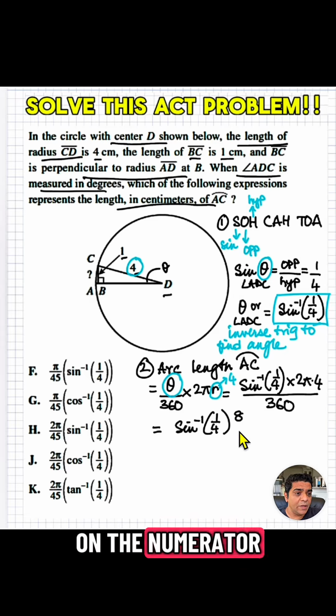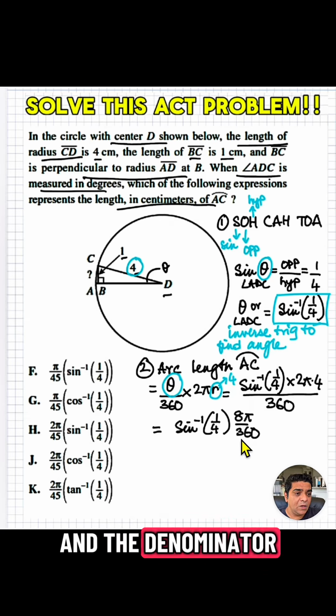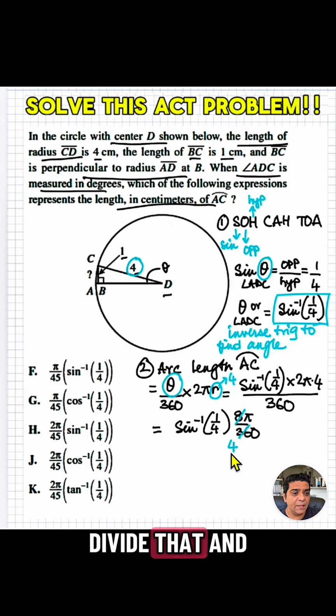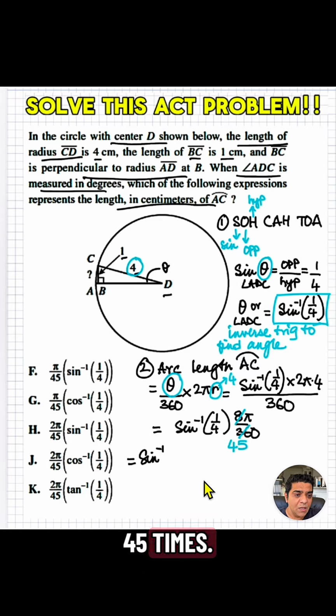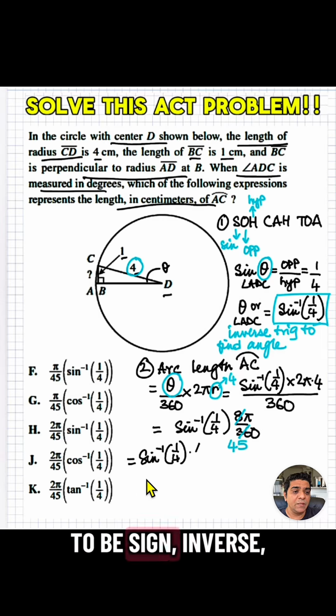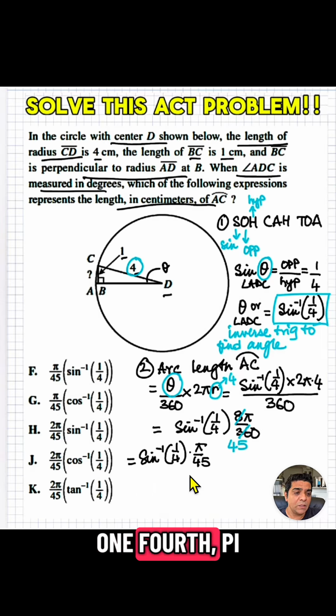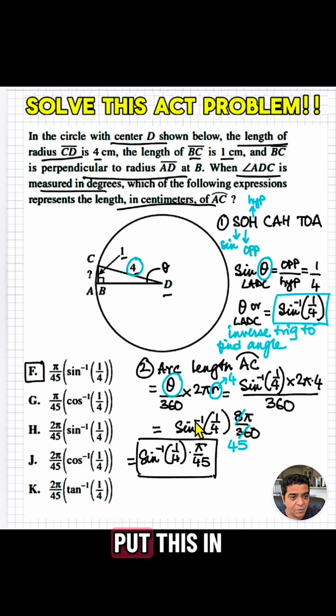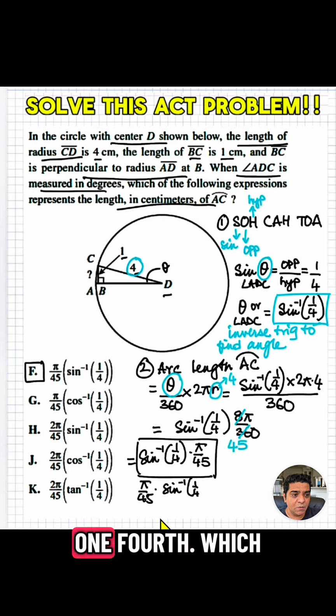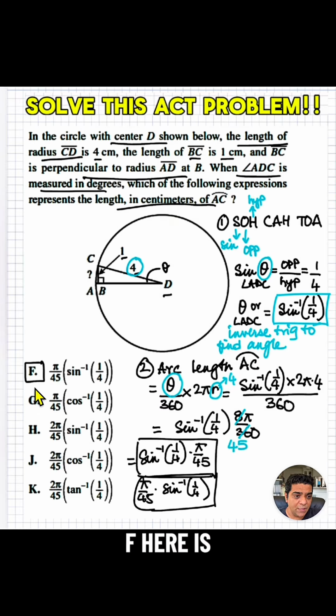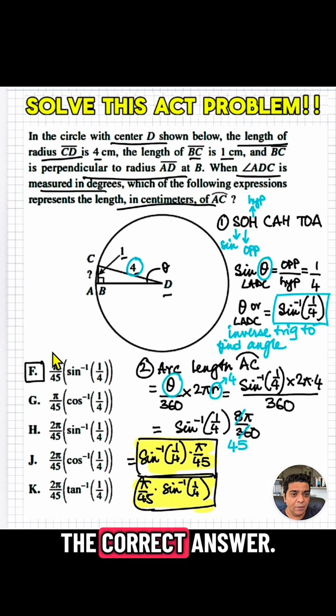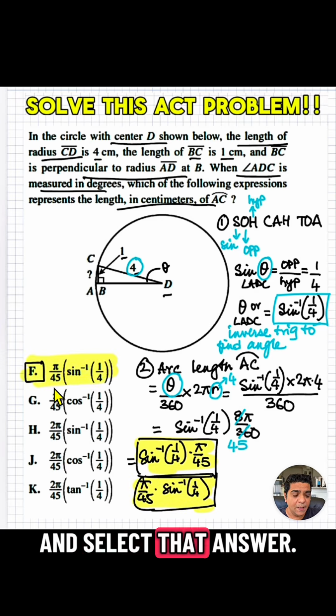So let's go ahead and clean that up a little. We have on the numerator 8 pi, and in the denominator we have 360. So I divide that, and 8 goes into 360 45 times. So my final answer is going to be sine inverse 1/4 times pi by 45, or I can put this in the front, pi by 45 times sine inverse 1/4, which is represented by choice F here, the correct answer. So we'll go ahead and select that answer.